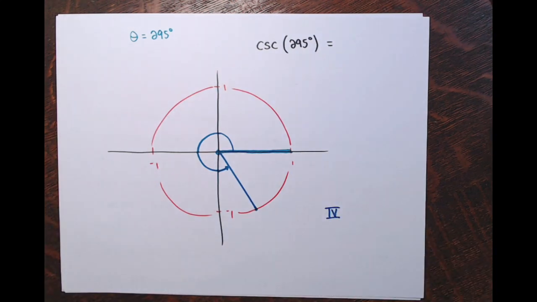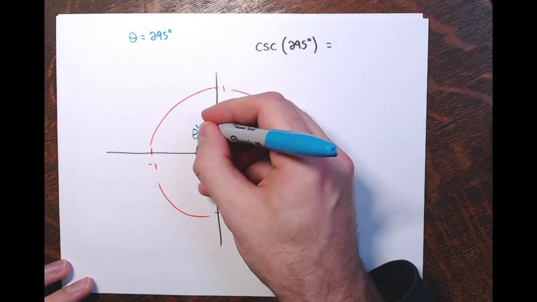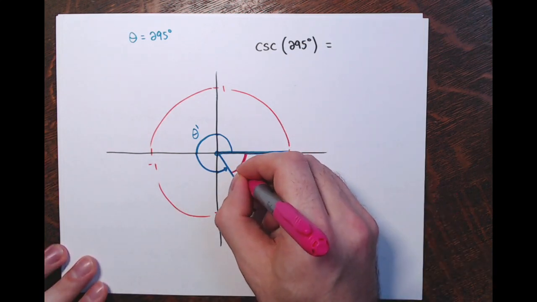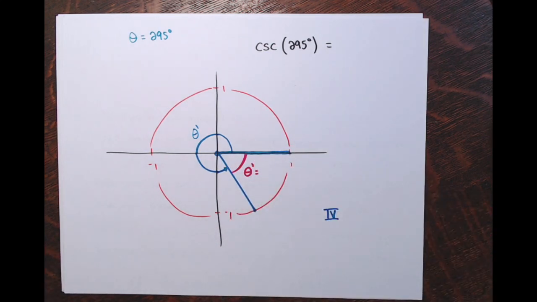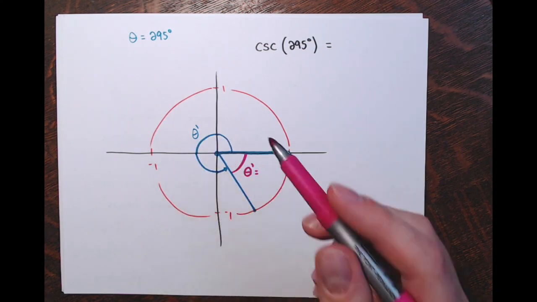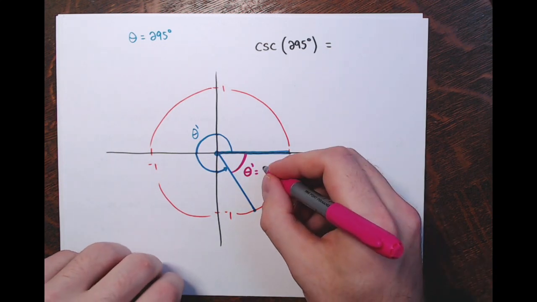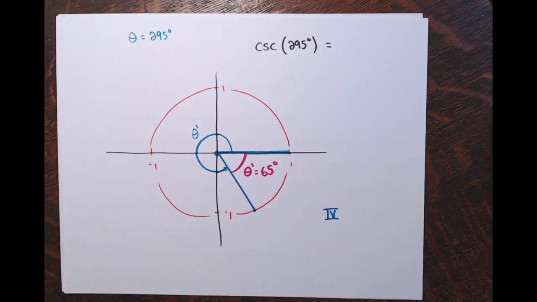And what's the reference angle? So here's theta, 295 degrees. What's this angle here? This is theta prime, the reference angle, the angle formed by the terminal side, right where it ends, and the horizontal axis, always acute. So what's theta prime? Well, this was 295, and all the way around is 360. So this is 65 degrees, because 295 plus 65 would be 360.